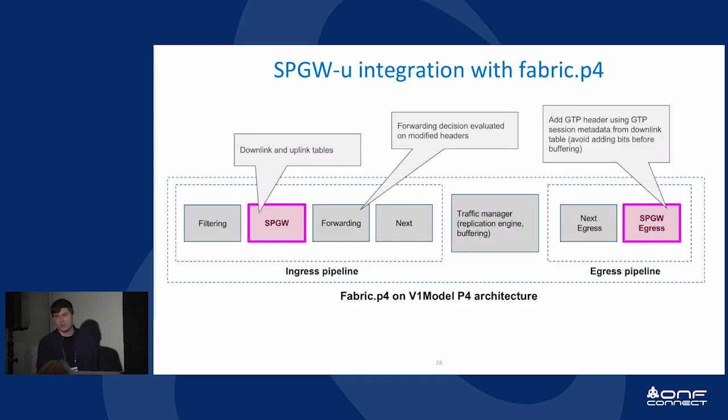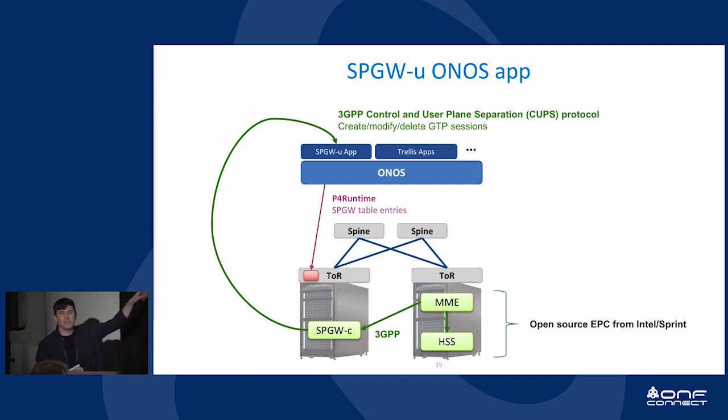So we extended Fabric.P4. One of the very nice features of the recent version of the P4 language, P4 16, is that it supports modularity very well. So we simply added a few more tables in the pipeline to add the serving and packet gateway capability. We added 2 tables for the downlink and uplink processing. For the uplink, basically you simply remove the GTP tunnel. For the downlink, you instead want to add the GTP tunnel. Once we added these tables, we wrote an application on top of ONOS that implements 3GPP compliant interfaces to create, modify, and delete GTP sessions.